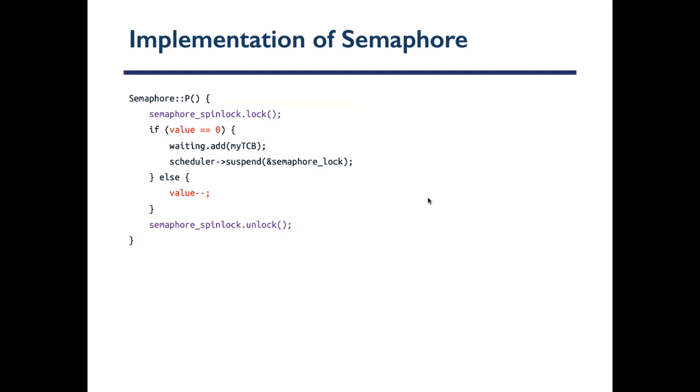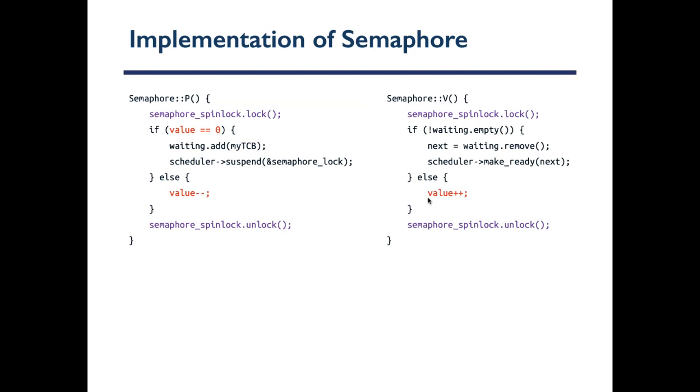Very close to how we did it with Mutex. We're going to have a Spinlock for our semaphore, and we're going to have a value for our semaphore. At the beginning of P, we lock our semaphore's Spinlock. If value is 0, then we have to wait. We add ourselves to the waiting queue, and we call suspend, passing to it the semaphore's Spinlock. A mistake here, it should be semaphore Spinlock. And else we just decrement the value.